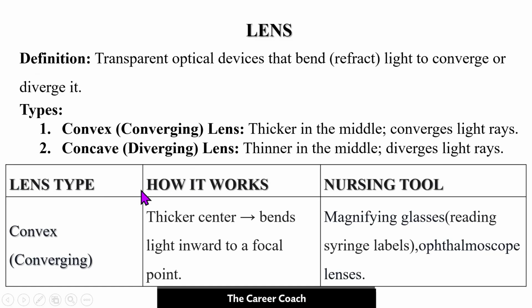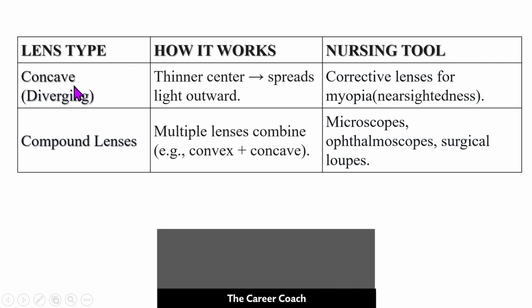So we'll be looking at the lens type, how it works, and the nursing tool. Convex or converging lens: they are thicker in the center, which means they bend light inwardly to a focal point. Nursing tool: magnifying glasses, reading syringe labels, ophthalmoscope lenses. Lens type: concave or diverging lens. How does it work? It is thinner at the center, making it spread light rays outwards. Nursing tool: it is a corrective lens for myopia, nearsightedness.